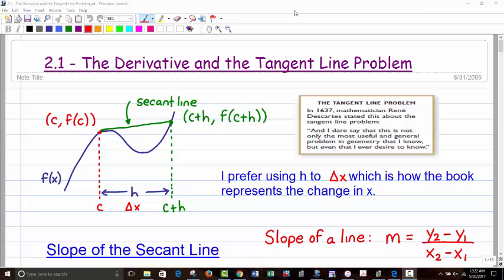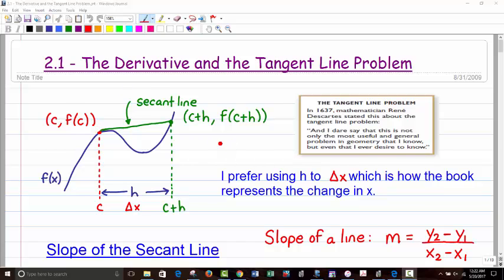This video is entitled The Derivative and the Tangent Line Problem. So I'm going to start out here and we're going to take a look at this graph f of x. And we're going to define something called a secant line.